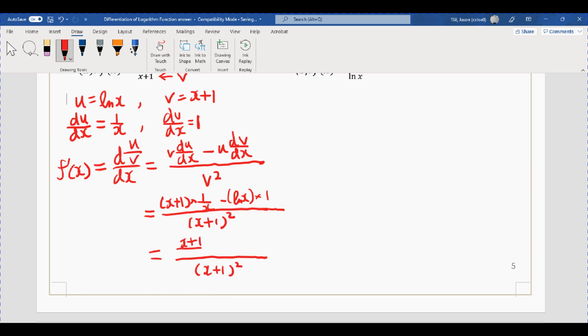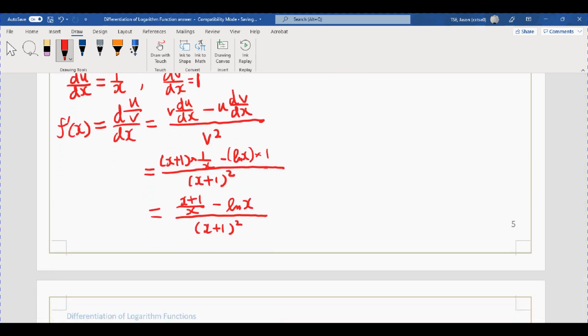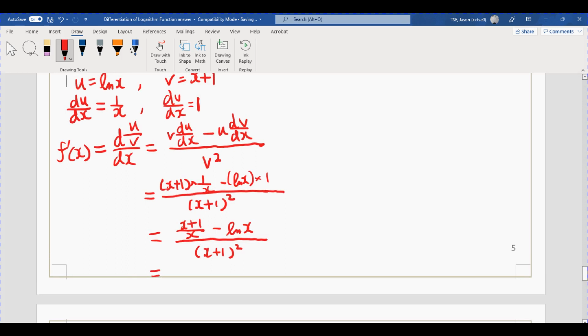And so the final answer is just ((x+1)/x - log x) over (x+1) squared. Okay, that's not going to be very nice in terms of the expression. You can simplify it further. One way you can simplify it is to take that (x+1) over x and split it up into x over x plus 1 over x, so it becomes 1 plus 1 over x.